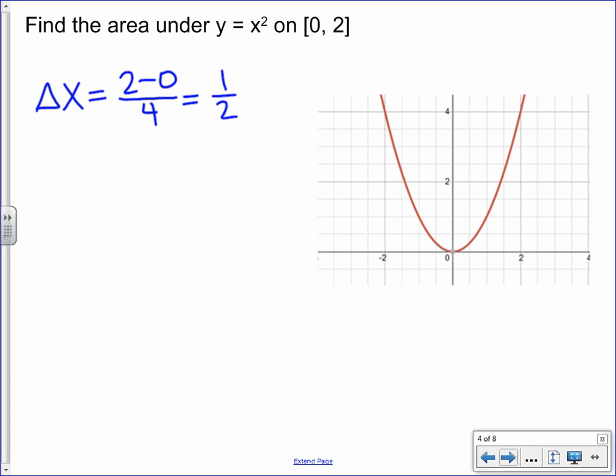Okay, so what's happening is we're going to have a trapezoid here. It is a triangle. Closer. A trapezoid here. Trapezoid here. And trapezoid here.